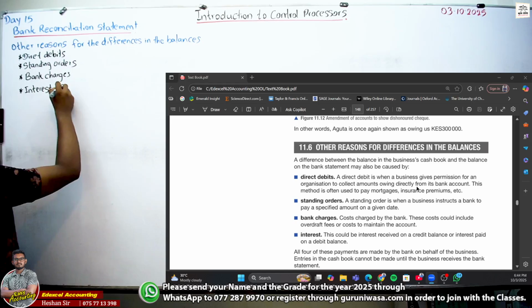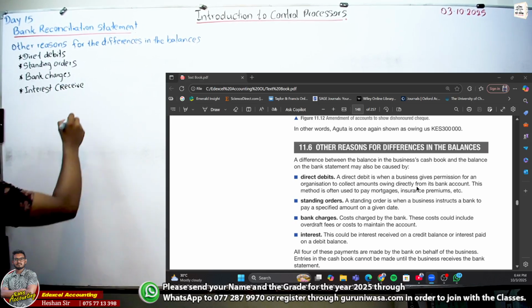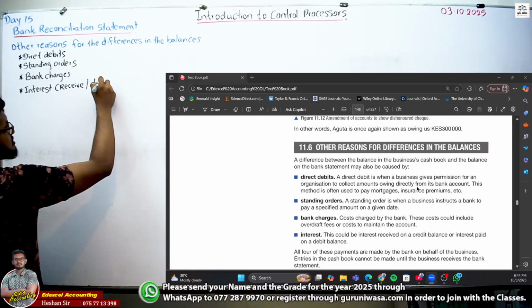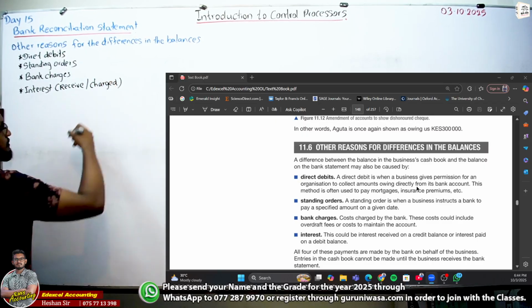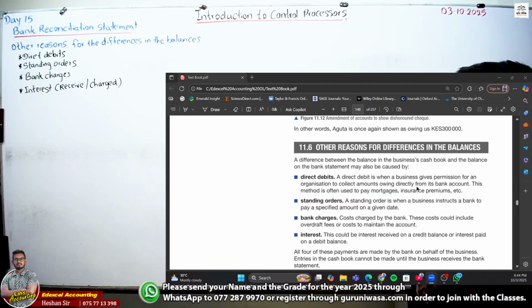Interest received appears on the credit side of the bank statement. Interest charged appears on the debit side of the bank statement. Okay, write it. These are the other reasons.